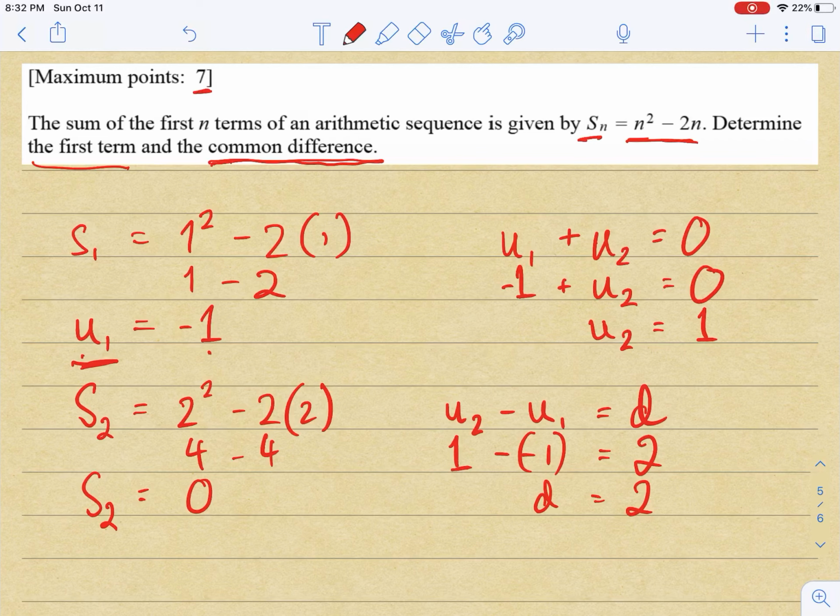And there it is, a 7-mark question. Looks quite nasty to begin with, but actually when we're calculating the first term in the sequence, the sum of the first 1 terms is the same as the first term, which is a very handy bit of information. All right.